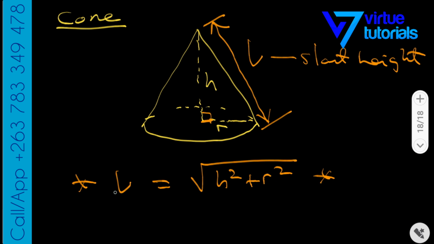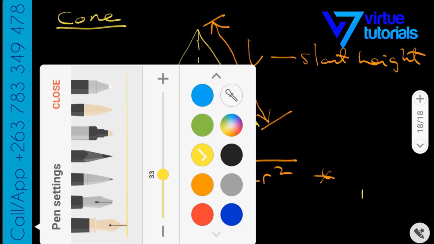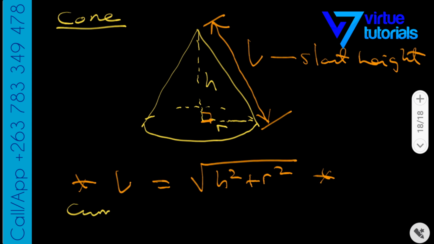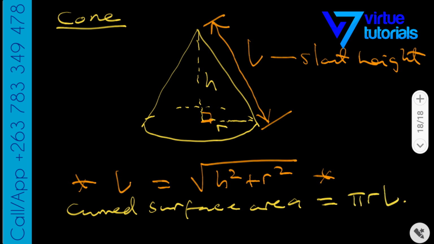So now, what's our surface area? Well, there's two areas we have to look at. The first one is the curved surface area, which is the surface area of the curved part alone. Only the curved part, excluding the circle at the bottom. So the circle at the bottom, we don't include in the curved surface area. The curved surface area is simply pi times radius times the slant height. Pi r L. That's the curved surface area.